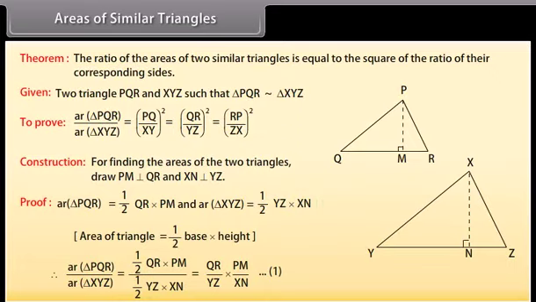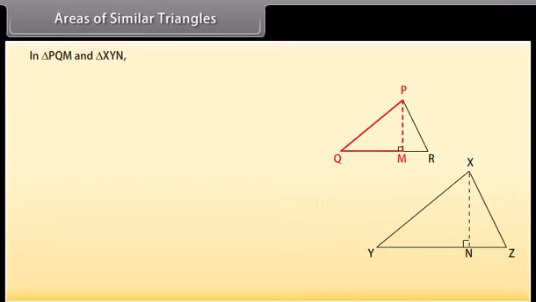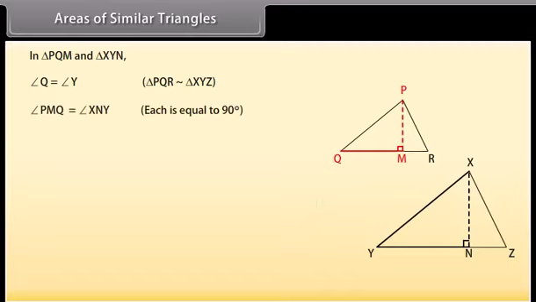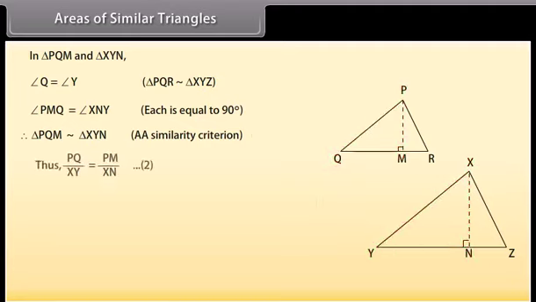Mark it as 1. In triangles PQM and XYN, angle Q is equal to angle Y, as triangle PQR is similar to triangle XYZ. Angle PMQ equals angle XNY, each angle is equal to 90 degrees. Therefore, triangle PQM is similar to triangle XYN by AA similarity criterion. Thus, PQ upon XY equals PM upon XN.